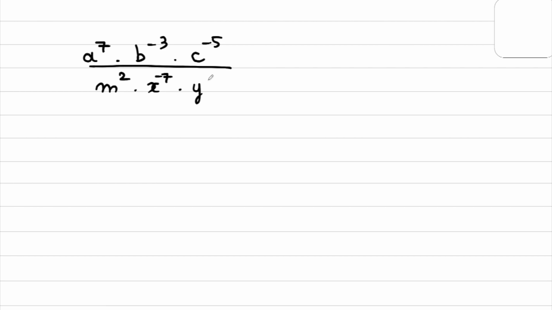Okay, so let's practice a little bit more. You have a to the power of 7, b to the power of minus 3 here, c to the power of minus 5. You have here m squared, x to the power of minus 7, and y to the power of 3 here. So you have 6 indices in this example. Three of them are negative indices and three of them are positive indices.